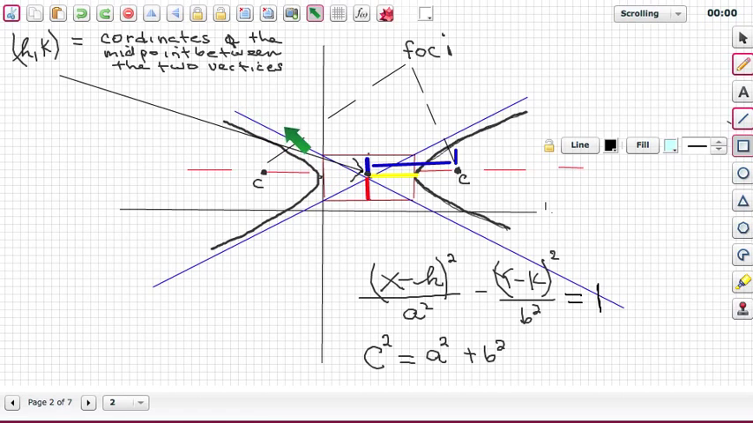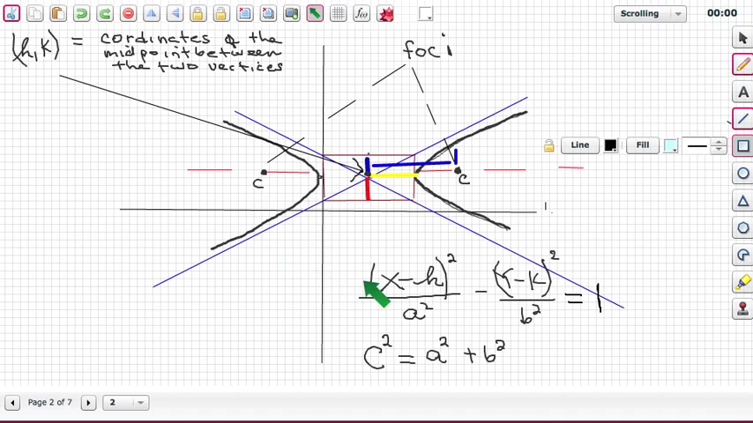Now notice the asymptotes. The blue lines here are the asymptote lines that are drawn through the center, and they go through the corners of the rectangular box. Using these asymptotes as guidelines and the known vertices, you can actually sketch out a hyperbola.